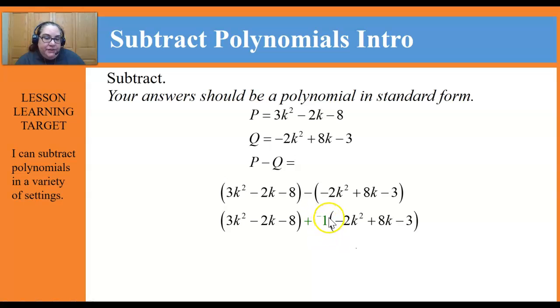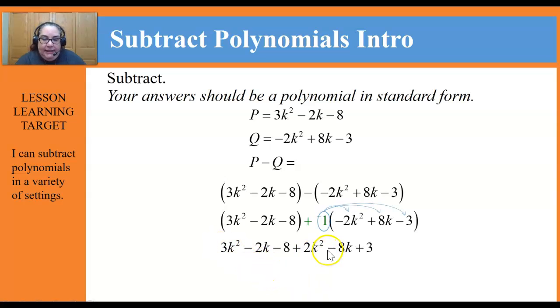And what I'm going to do is distribute that -1. Oh, sorry. First, we just take the first part out of the parentheses, and now we're going to distribute that -1 to the second part, to the subtrahend, if you want to be technical. So -1 times -2k squared is going to give us a positive 2k squared. When we distribute the -1 to the 8k, that will be a -8k. And then when we distribute the -1 to the -3, that would be positive 3.